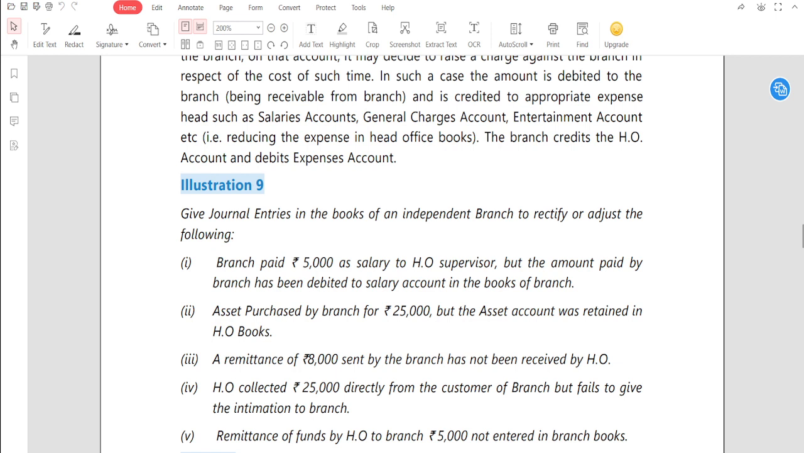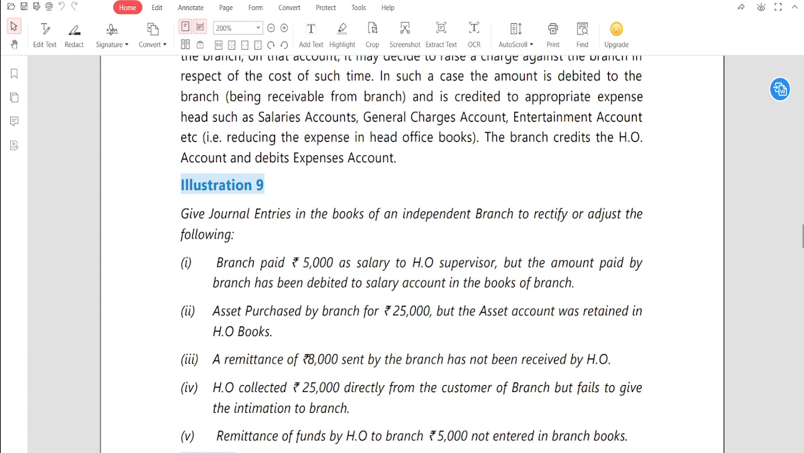Asset purchased by branch for rupees 25,000, but the asset account was written in HO books. Perfect, sir. Now, asset purchased by the branch for rupees 25,000. How much, sir? 25,000. Okay. The asset account was written in the HO books. That is what we understand. Perfect.